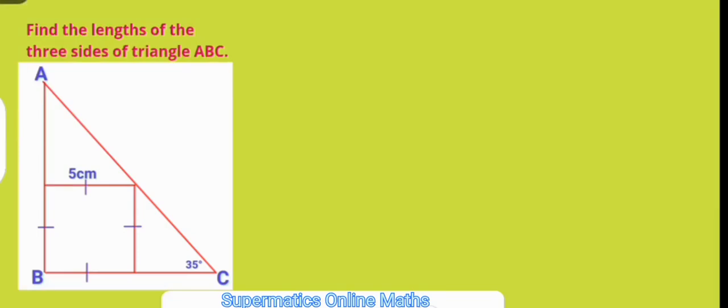In today's math tutorial, we want to find the length of the three sides of the triangle ABC, given that inscribed in it is a square of side 5 centimeters.